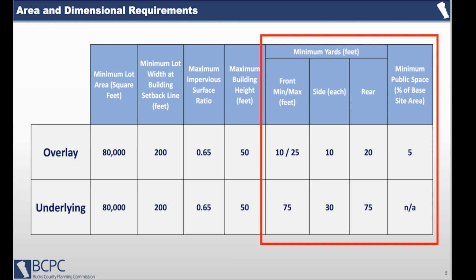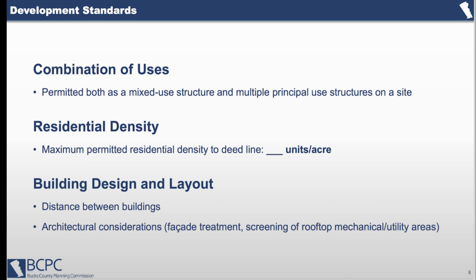All right, so next I'll run through some of the highlights from the development standards. Starting with a combination of uses, we added language to permit both multiple principal uses within the same structure and multiple principal uses on separate structures on the same lot. We also addressed residential density. This is another area that I won't put a pin in until later, when we can have a larger discussion about it.